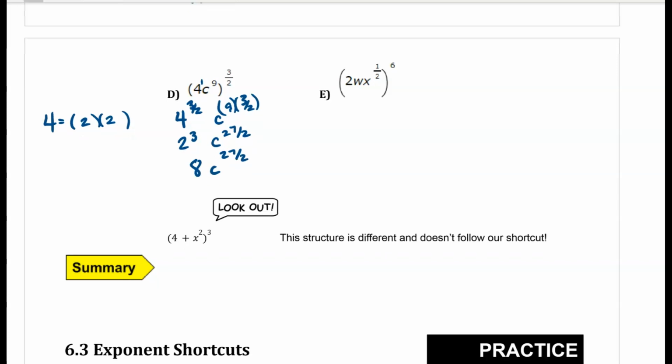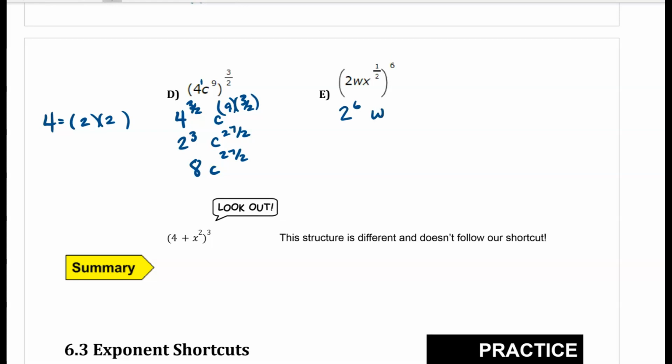In the next example, I have 3 factors in the parentheses. I have a factor of 2, I have a factor of w, and I have a factor of x to the 1/2 power. So that fractional exponent is on the inside of the parentheses, and it only affects the x. The 6 that's an exponent on the outside of the parentheses affects every factor that's on the inside of the group. So I need to raise 2 to the 6th power.